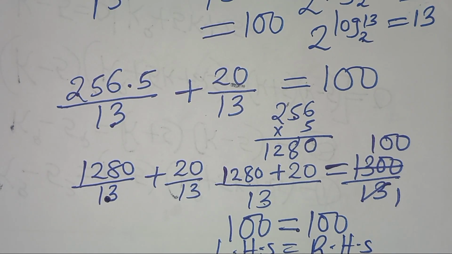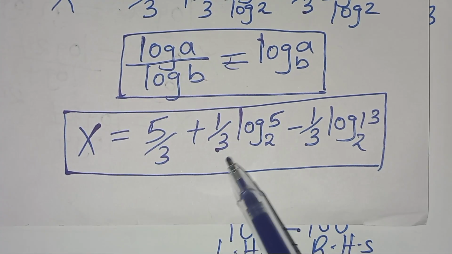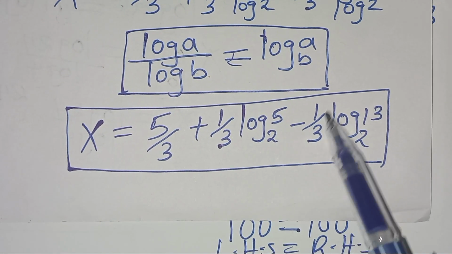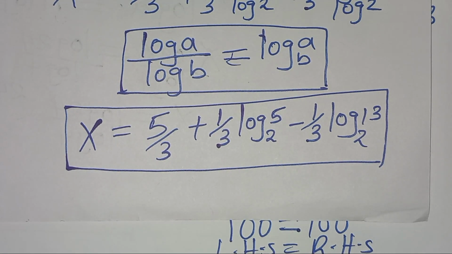And that affirms that the value of x, which is equal to 5 over 3 plus 1 over 3 log 5 to base 2, subtract 1 over 3 log 13 to base 2, actually satisfies the equation.